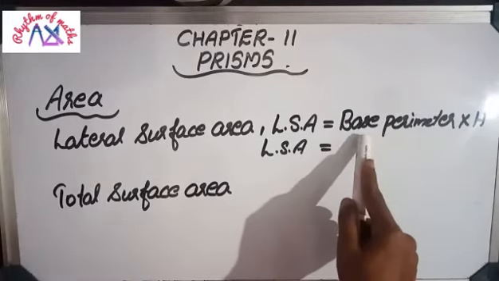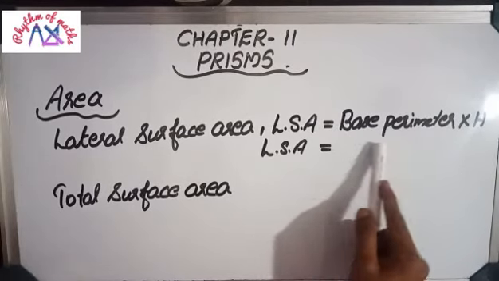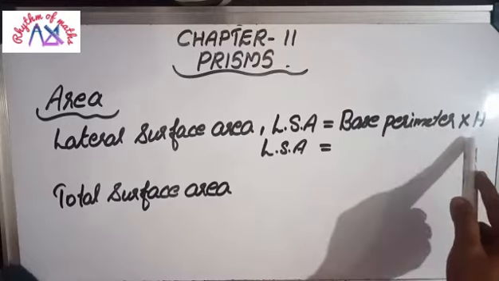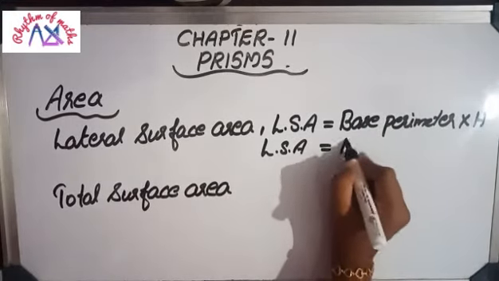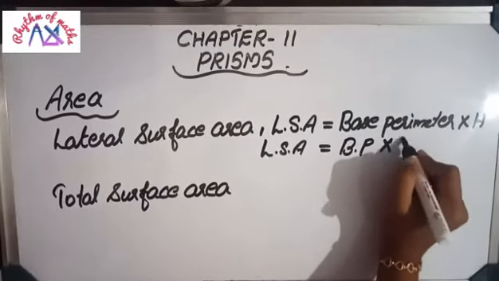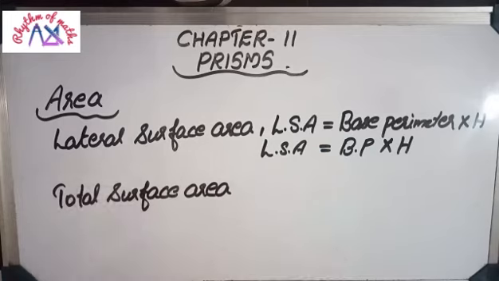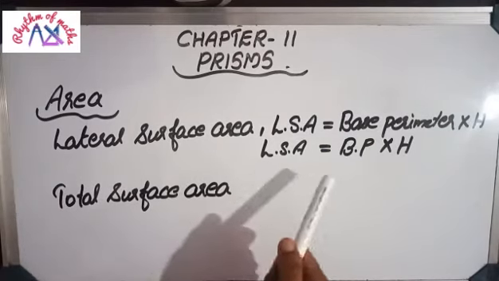Already the base will be given in the question, and the side of the base is also given, so we can find the base perimeter, and then that into height we can also find, that is LSA. So base perimeter we can denote as BP. BP into H is the lateral surface area, or LSA, of any prism.